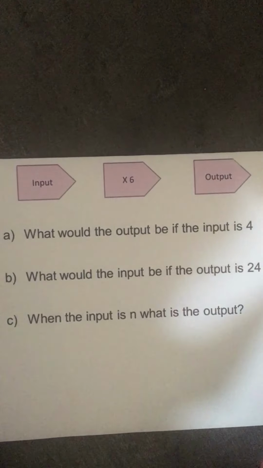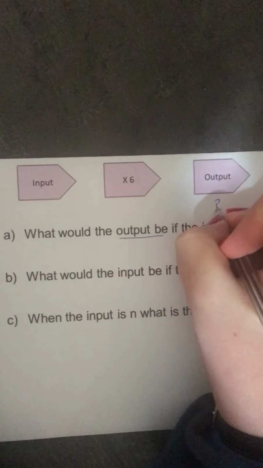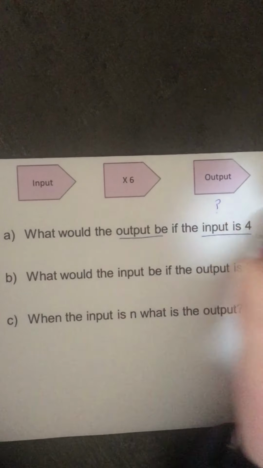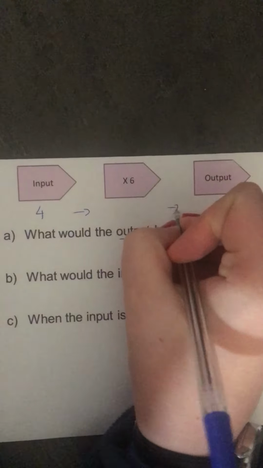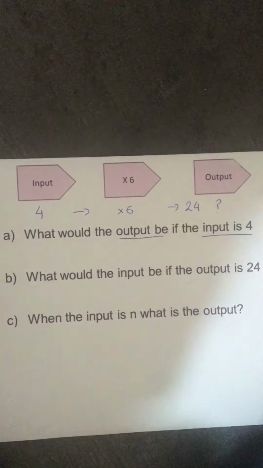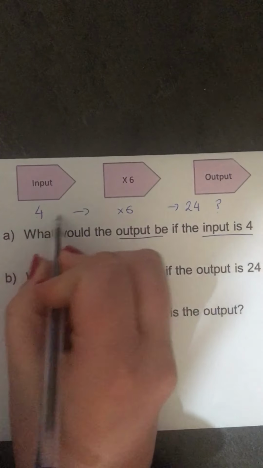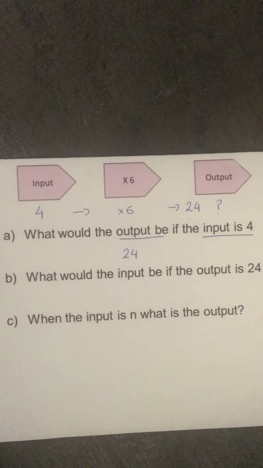So our question says, what would the output be? So we're looking for the number that comes out if the input is 4. So if 4 goes in, what's going to come out? If 4 goes in, we multiply it by 6 and we get the answer of 24. So the input is 4, the output is going to be 24.